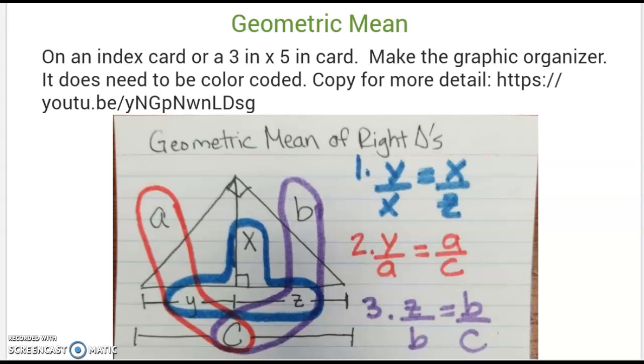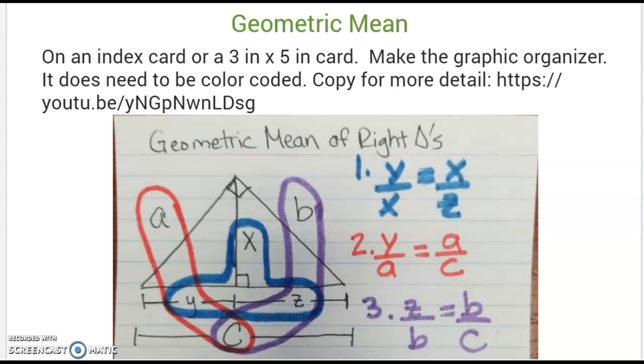I think you can copy this URL and it goes through step by step how to make this graphic organizer instead of just showing you a picture of it. It is on my YouTube channel, and I go from start to finish on how to create the graphic organizer that we're going to be using. Okay, so you can pause it here so you can copy the graphic organizer that we're going to be using.